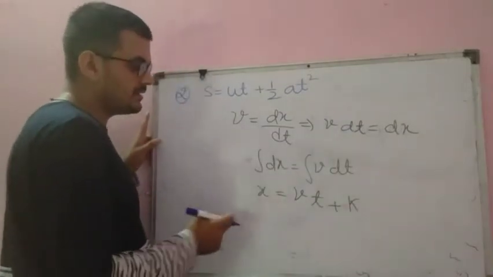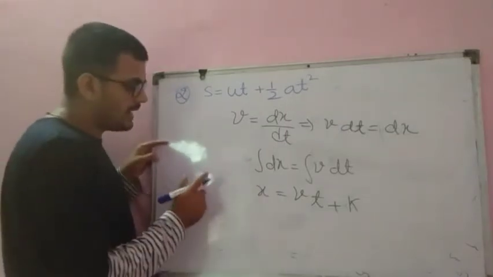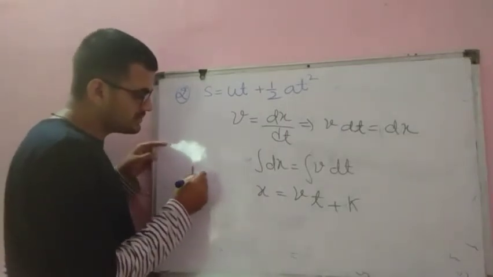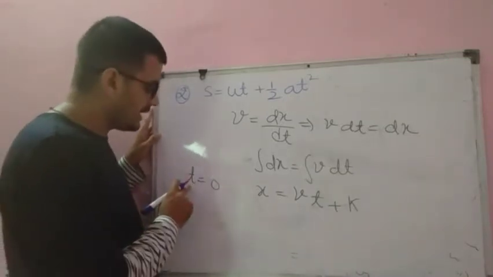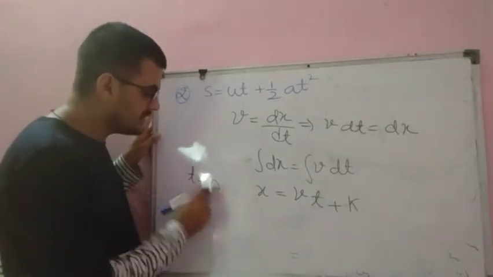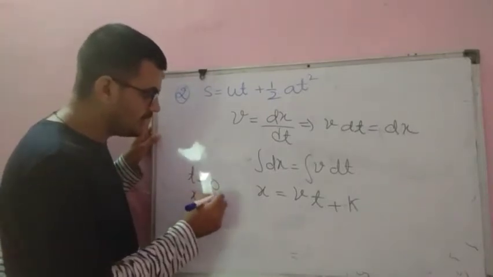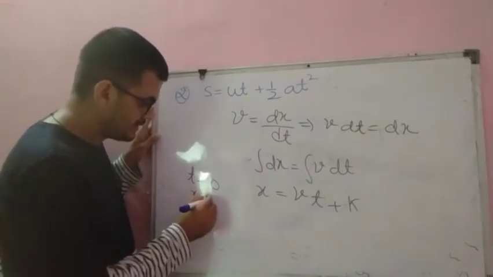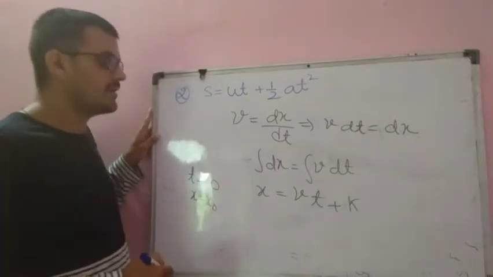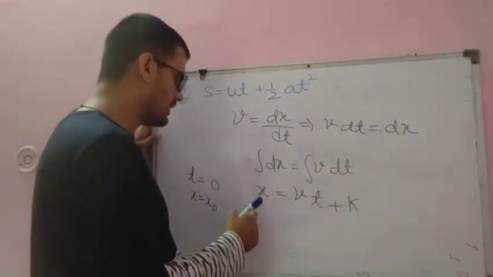Okay student, now let at time t equal to 0, x equal to x naught. So what will it be?